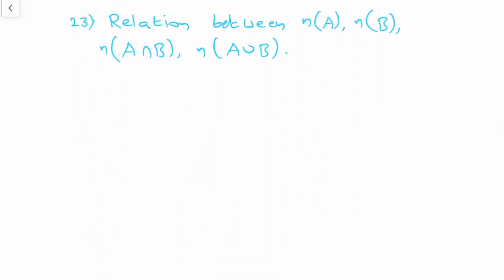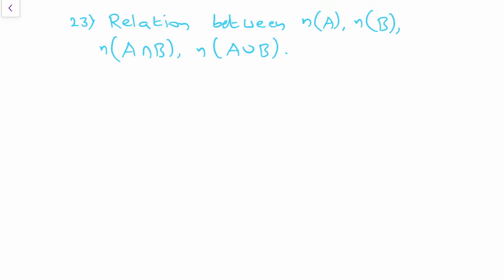What is the relation between n(A), n(B), n(A union B) and n(A intersection B)? n is nothing but the number of elements in the set. The number of elements in the set A is represented with n(A). The number of elements in the set B is represented with n(B). The number of elements in the set A union B, and the number of elements in the set A intersection B. Now, for all these 4, some relation is there actually. That is also considered as a formula.